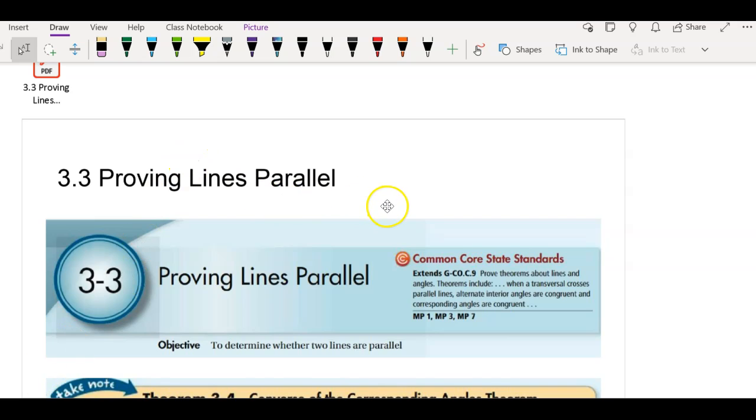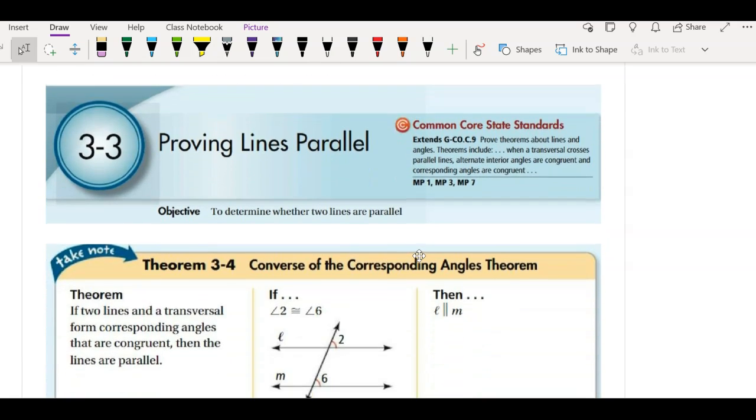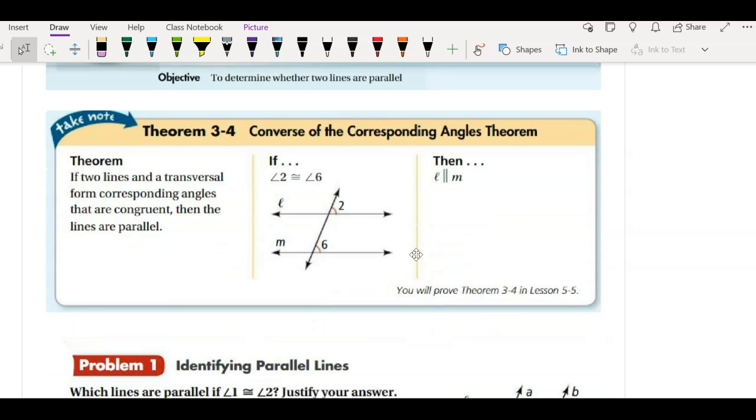So this is section 3.3, proving lines parallel. When we finish, we're going to be able to determine whether two lines are parallel. So let's get started.